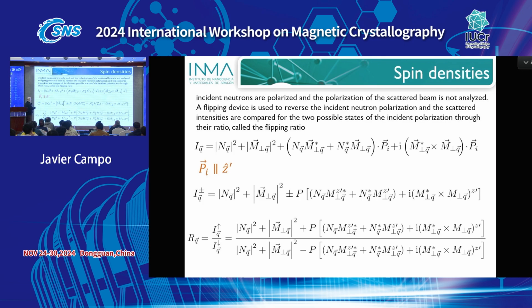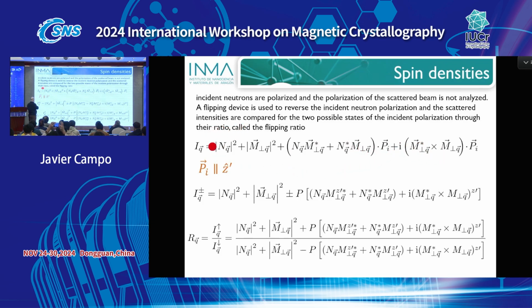That means we will polarize our neutron beam with a polarization parallel to one given direction, for example, parallel to the magnetic field, which is vertical. We will enter with this polarization, and we will measure the flipping ratio. That means the ratio between the scattered intensity in one Bragg line with the polarization up, and with the polarization down.